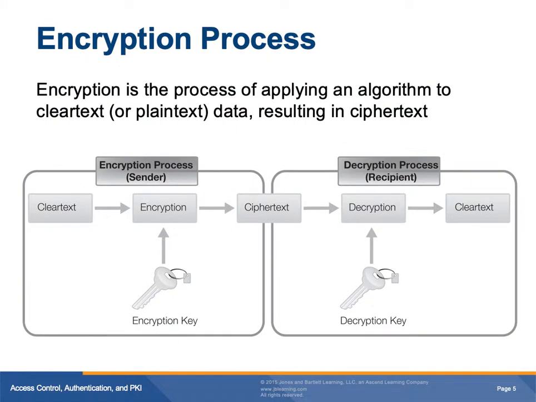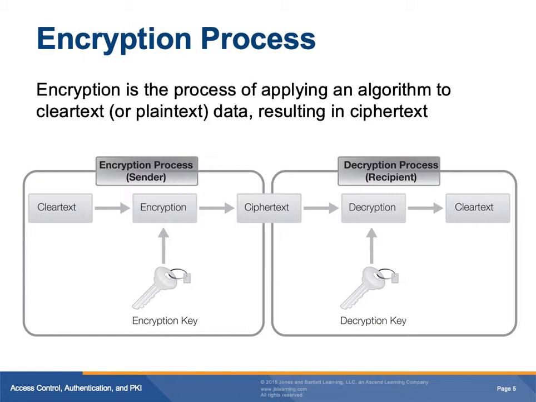The encryption process involves the following. Encryption is a process. It applies an algorithm to clear text or plain text, the data that you're trying to encrypt, resulting in ciphertext, and ciphertext is what has been encrypted.